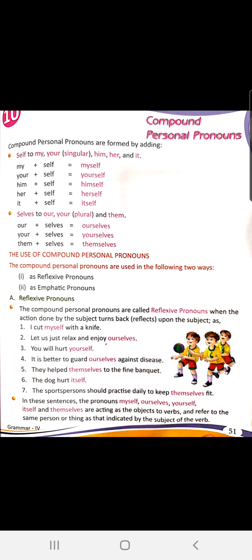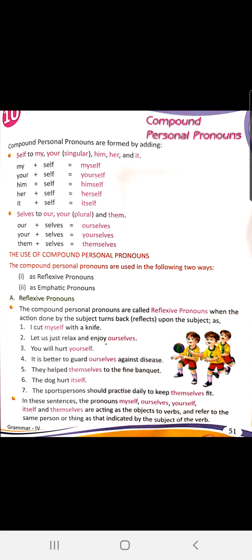The compound personal pronouns are called reflexive pronouns when the action done by the subject turns back, reflects upon the subject only. Okay? I cut myself with a knife. Whom did I cut? Myself. So children, in this sentence, you're getting the answer of whom. Okay? Let us just relax and enjoy ourselves. You will hurt yourself. It is better to guard ourselves against disease. They helped themselves to the fine banquet. The dog hurt itself. The sportspersons should practice daily to keep themselves fit.